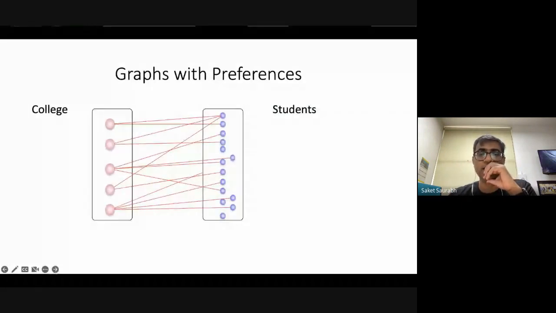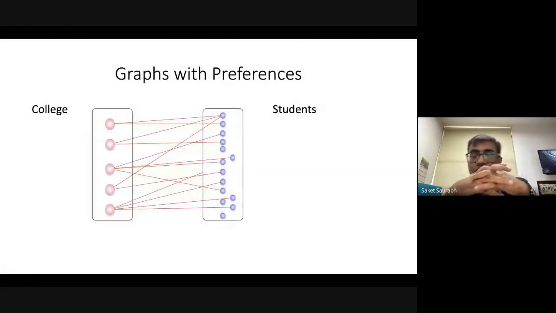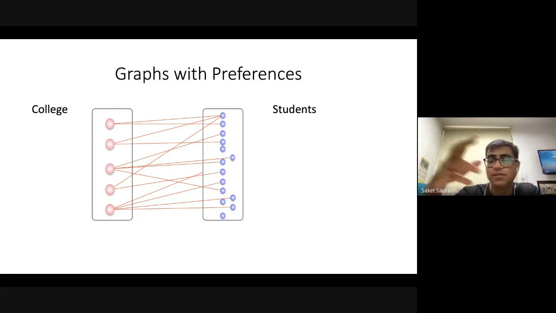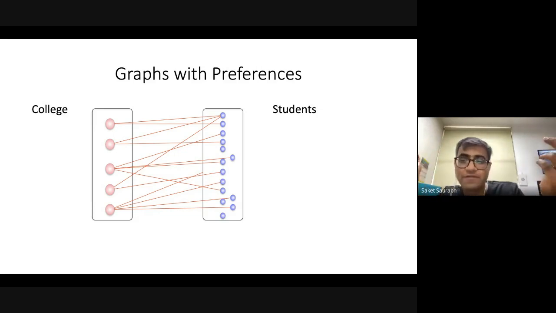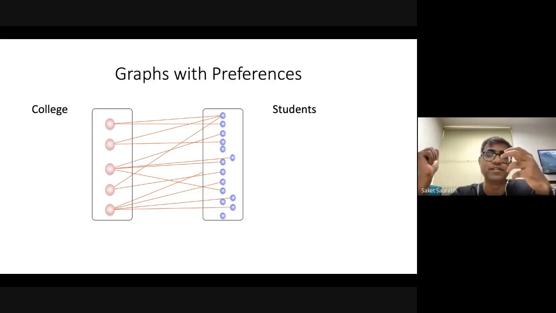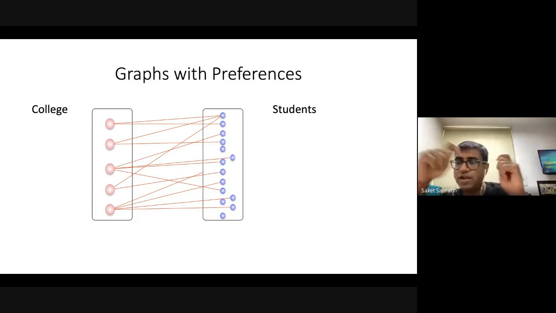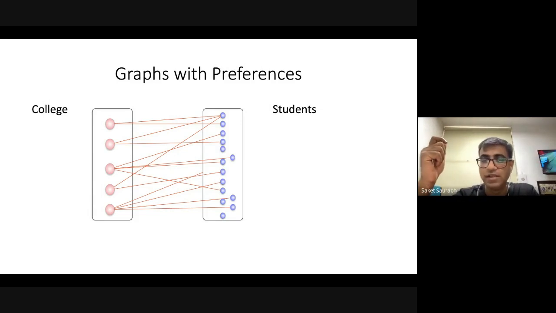Okay. Now we come to the next notion, graphs with preferences. For example, think of these groups: the left-hand side is colleges and the right-hand side is students, and students would like to go to these colleges. But they will have preferences. For example, maybe some students applying to the US would say, first I would like to go to MIT, then second preference will be Princeton, maybe third preference will be Rutgers, or fourth preference will be something else. So every student has a preference over the colleges.